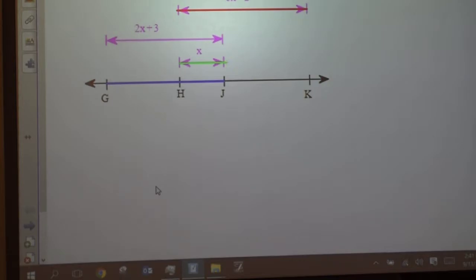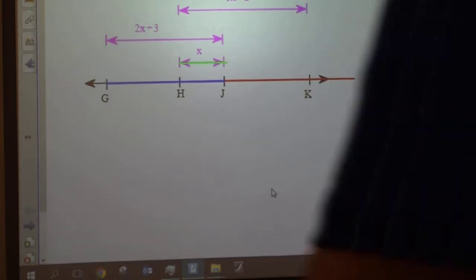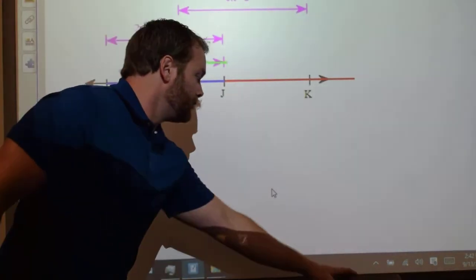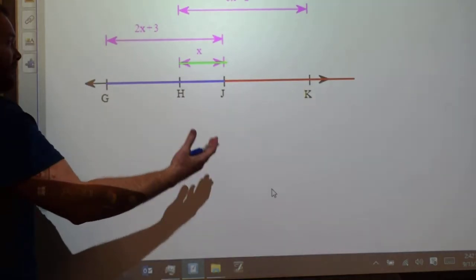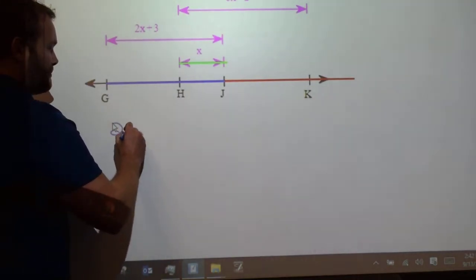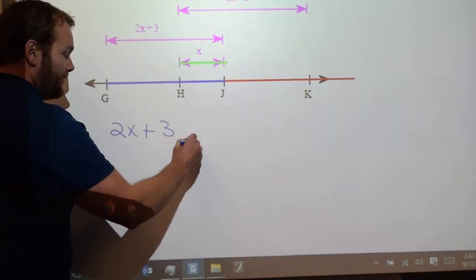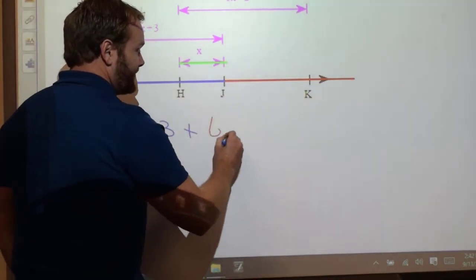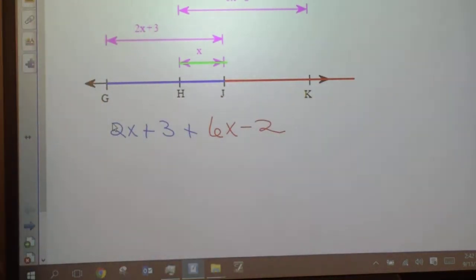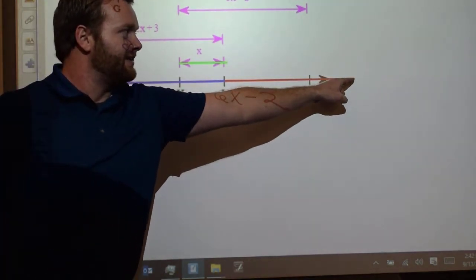All right. Now I'm going to take the red segment. I'm going to pull that down here. And that will get me through K, right? But it gets me too far, right? Does everybody agree with that? Okay, I don't want to go past K. So here's the idea so far. What we've done, by putting those two segments together, algebraically would be expressed as 2x plus 3, that was the blue segment, plus then 6x minus 2. And that gets me all the way down here past K.